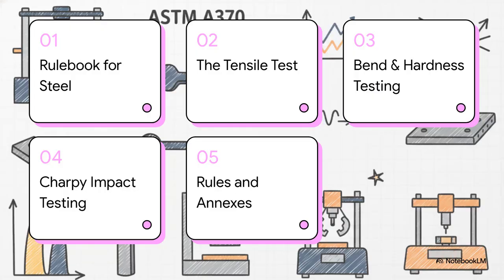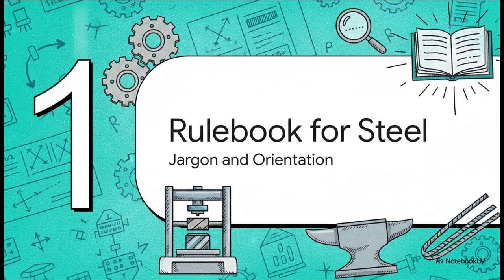To break down this massive standard, we'll cover the rulebook for steel, the tensile test explained, bend and hardness testing, Charpy impact testing, and finally wrap up with special rules and annexes. Starting off with Section 1, the rulebook for steel. We just need to navigate some of the jargon and orientation first.